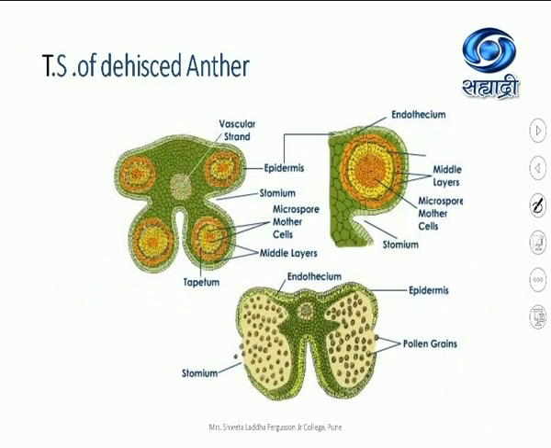Look at this picture again, I'll show you. So this is the entire anther. It is a TS of dehisced anther. Here you can see the middle layer has degenerated, and so the two pollen sacs have now become one. And this is the region which is called the line of dehiscence, the stomium, through which all the pollen grains, the microspores, are released outside.